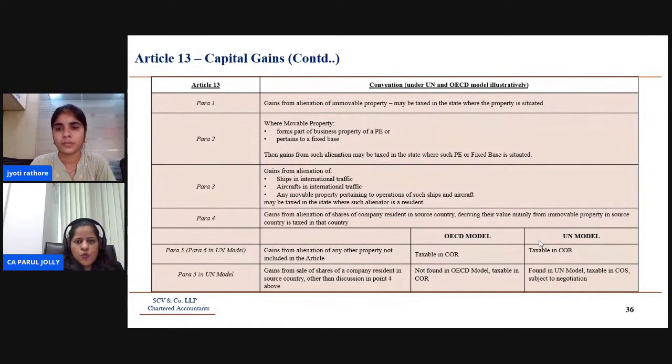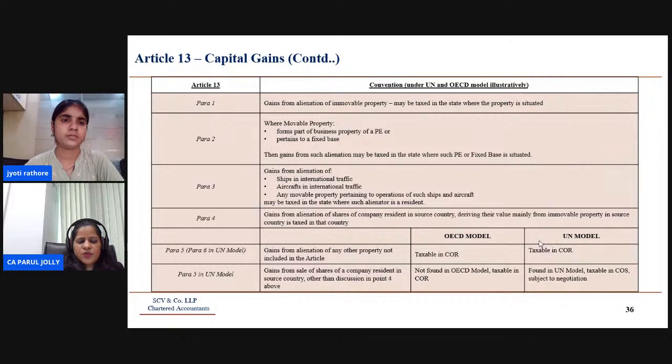So, the UN and OECD model conventions generally give the allocation of rights as given in this particular table. Para 1 deals with the alienation of immovable property. So if I transfer an immovable property, the right to tax the gain is given to the state where the property is situated. So this is situs-based taxation. Then generally paragraph 2 deals with the transfer of movable property which is part of the business property of a permanent establishment, or pertains to a fixed base wherein independent personal services are rendered, and the threshold of fixed base is achieved.